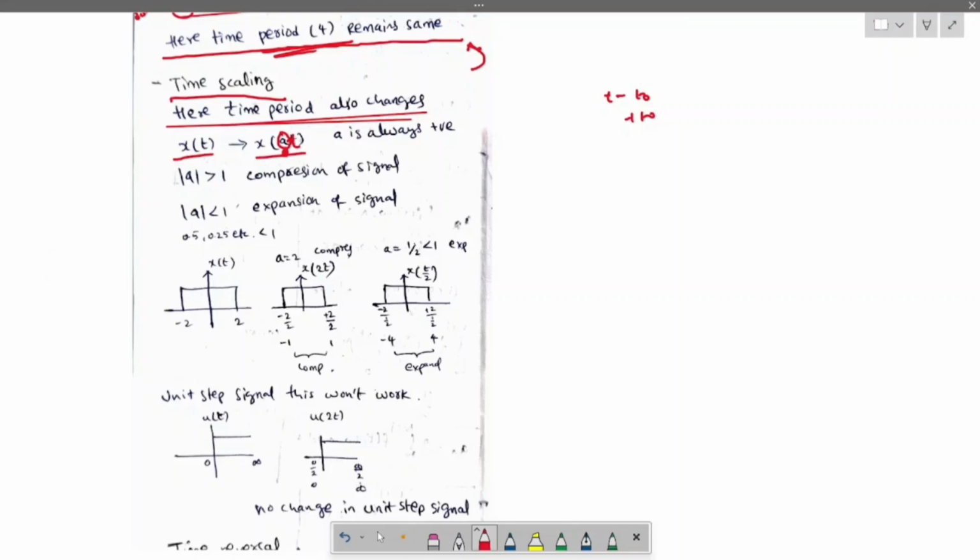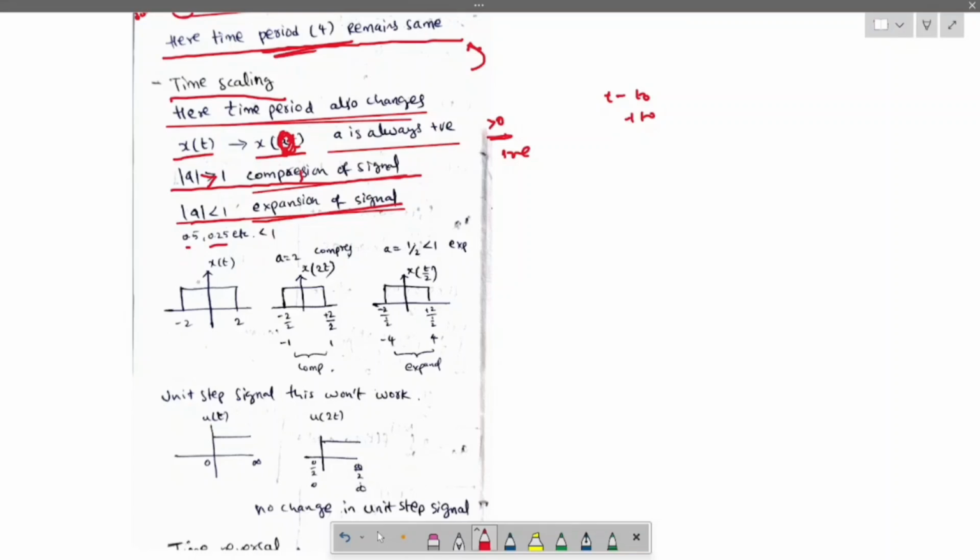Okay, in this scaling, a is always positive, which means greater than 0. If a is greater than 1, it is compression of the signal. If a is less than 1, it is expansion of the signal. If it is greater than 1, the signal will be compressed. If it is less than 1, like 0.5 or 0.2, values less than 1 and greater than 0, then the signal will expand.